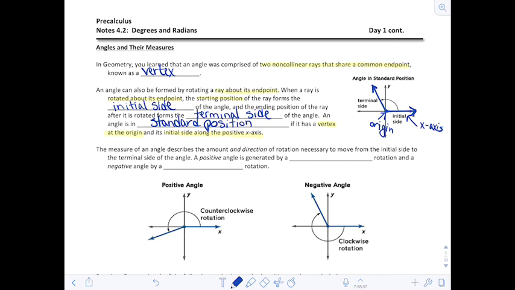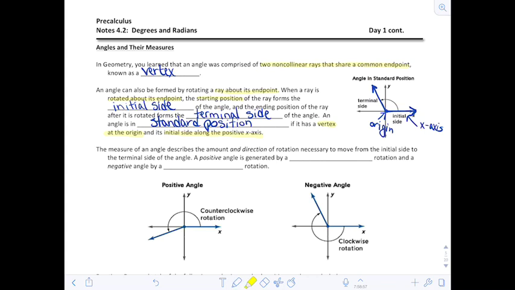side. So the measure of an angle, what really is it? It is the amount and direction of rotation that we need to move from the initial side to the terminal side of the angle. So it's how much and in what direction. So what we're going to be exposed to today is the fact that we can have negative angles, and that means they're going to change the direction of rotation.